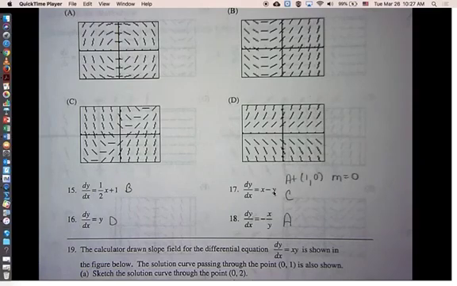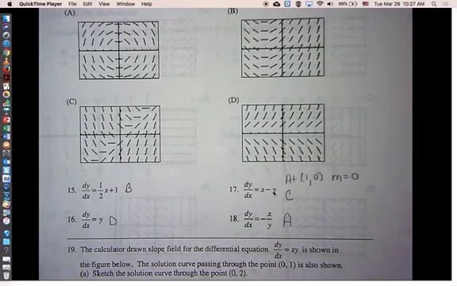So now I'm going to pick another one. When Y is 1, the slope is 1. So I want to look at when Y is 1, and all of those slopes should be 1. Guess which one it is? D. Okay? Now to go to the harder ones, X minus Y.